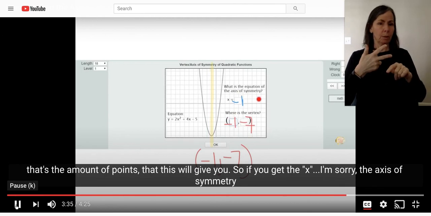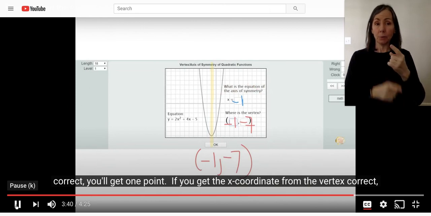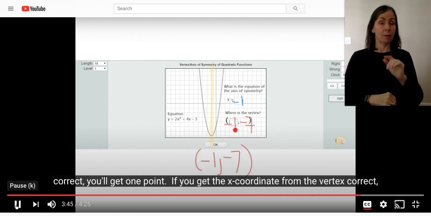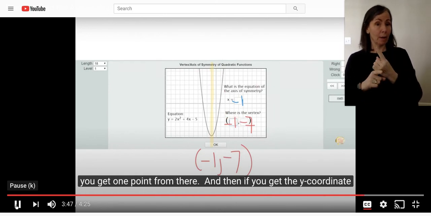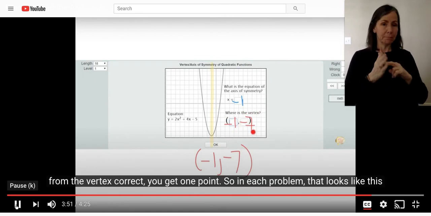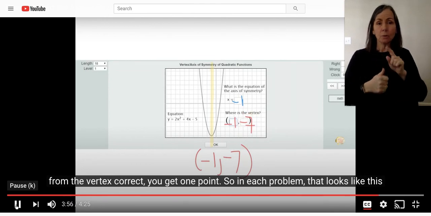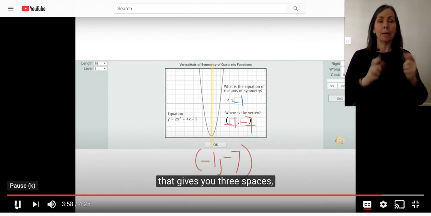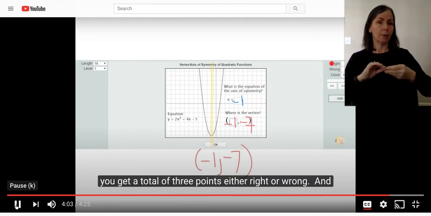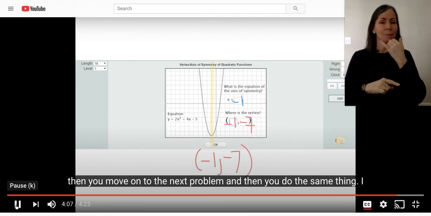If you get the axis of symmetry correct, you get 1 point. If you get the x coordinate of the vertex correct, you get 1 point. And if you get the y coordinate of the vertex correct, you get 1 point. So in each problem that looks like this, which gives you 3 spaces, you get a total of 3 points, either right or wrong. And then you move on to the next problem and do the same thing.